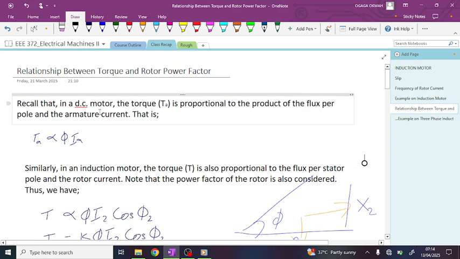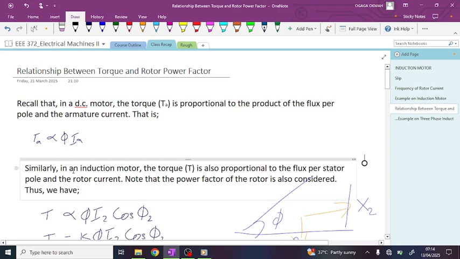Recall that in a DC motor, the torque Ta, that's the armature torque, is proportional to the product of the flux per pole and the armature current. That is what we have here. Similarly, in an induction motor, the torque T is also proportional to the flux per stator pole and the rotor current. Note that the power factor of the rotor is also considered. This is the difference between the DC motor and the induction motor for the torque.